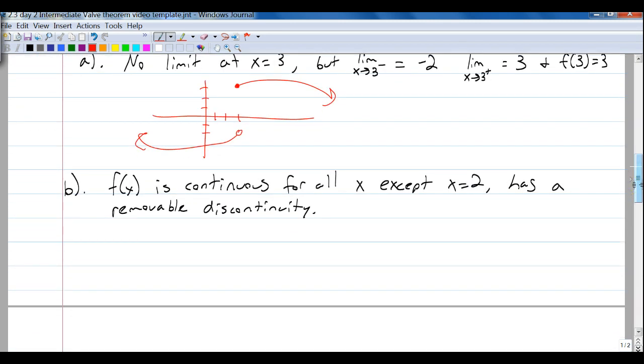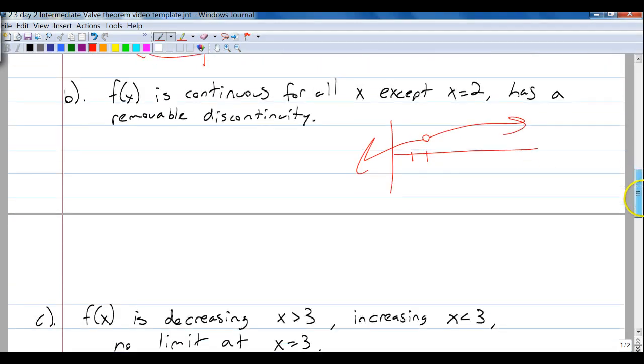And that's all you really need. Just some sketch that shows me you understand what I'm asking for. This one, it's continuous for all x except when x is equal to +2. So I'll put a 2 there. And it has a removable discontinuity, which means it has a hole at 2. But it's continuous everywhere else, so you can pretty much just draw lines shooting off from both sides. It's continuous except for there. And removable means there's a hole.